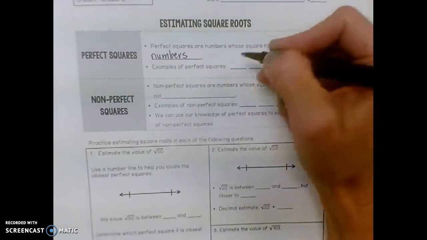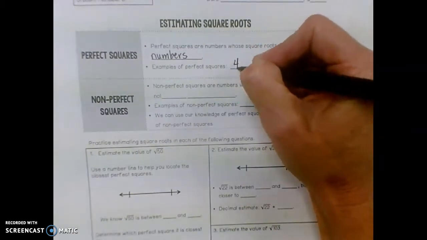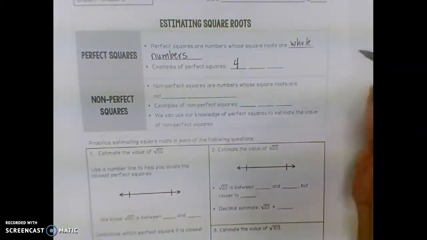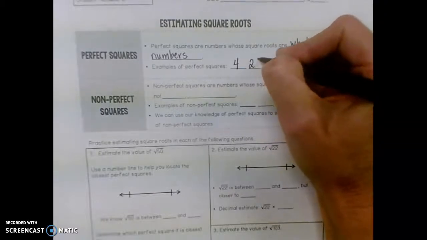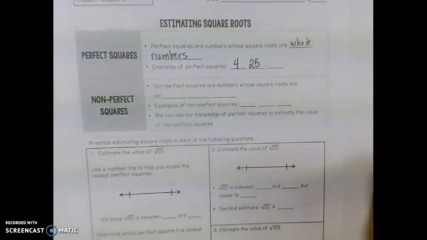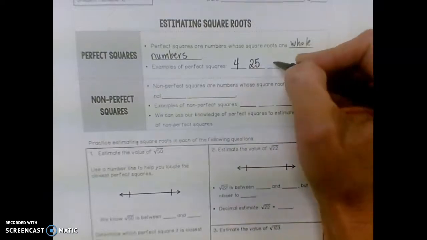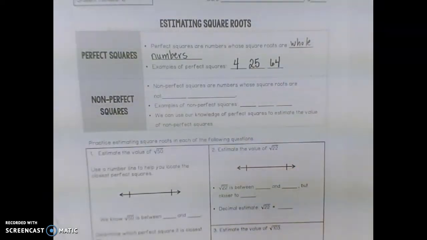So 2 times 2 is 4. 4 is a perfect square. 5 times 5, 25. 25's a perfect square. Let's go with 8 times 8. 64 would be another perfect square.